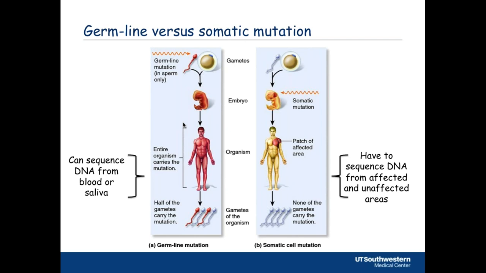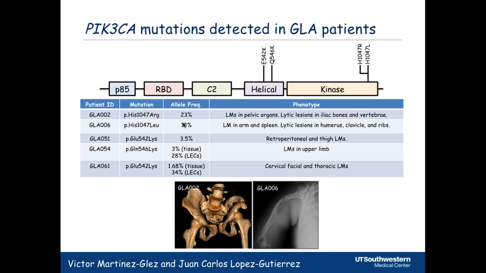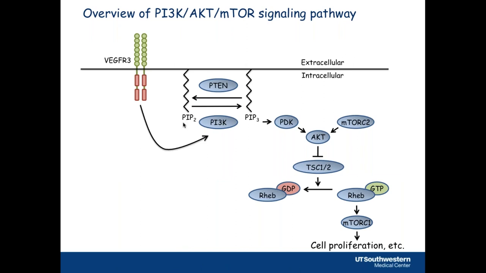To test the hypothesis that GLA is caused by a somatic mutation, I've been working with a geneticist, Victor Martinez-Gless. Victor has sequenced DNA collected from affected and unaffected tissue from patients. Through that work, he identified somatic activating mutations in PIK3CA in 5 out of 9 GLA patients. PIK3CA is the catalytic subunit of PI3 kinase, and the somatic activating mutations that Victor identified are known disease-causing mutations. These mutations cause hyperactivation of the AKT and mTOR signaling pathway.